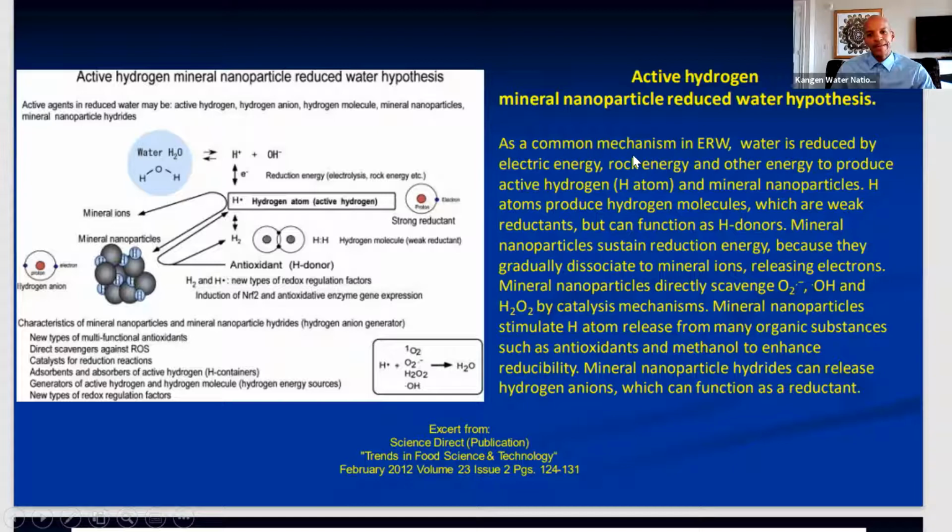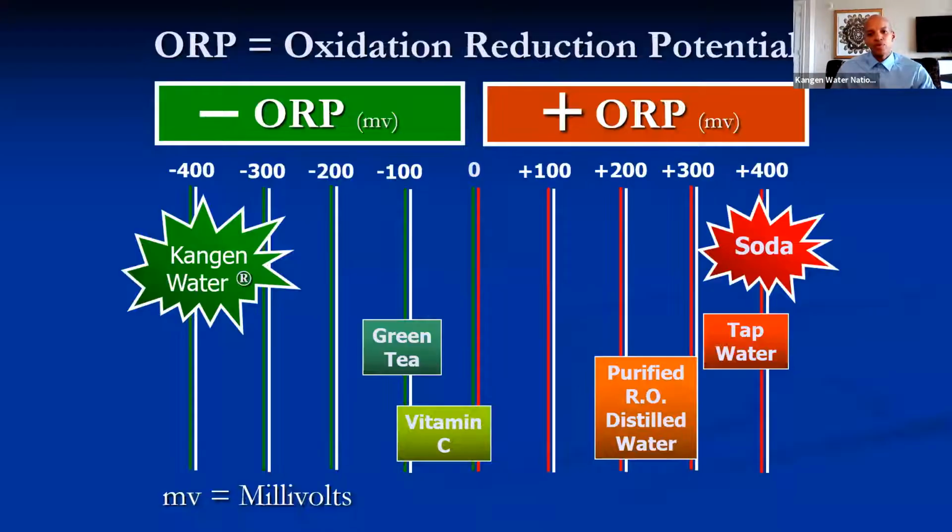As a common mechanism in the ERW, water is reduced by electric energy, rock energy, and other energy to produce active hydrogen and mineral nanoparticles. So here it talks about energy, electricity is the current, is what we spoke about specifically, but you'll get to know more about the different antioxidant elements of electrolyzed reduced water, what we like to call, of course, Kangen.